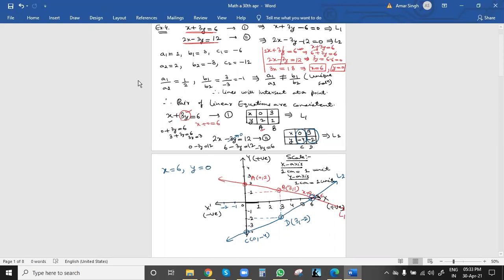Especially new students, Adityan, Srija, Uddhav. Understood, sir. Understood. Good.